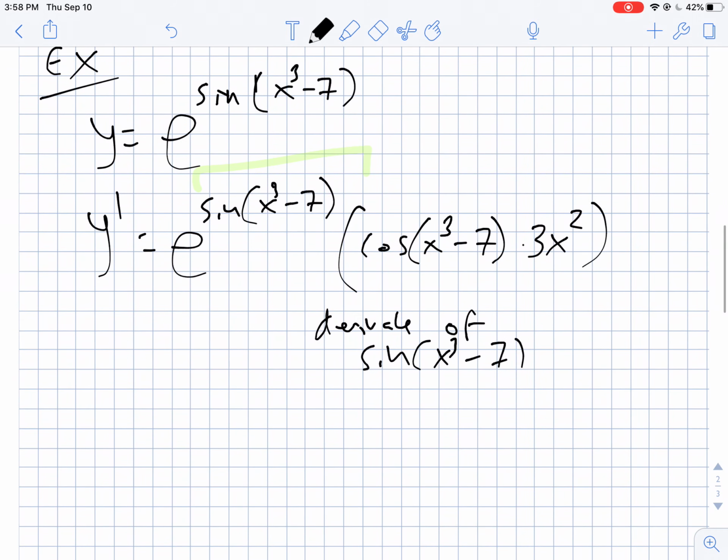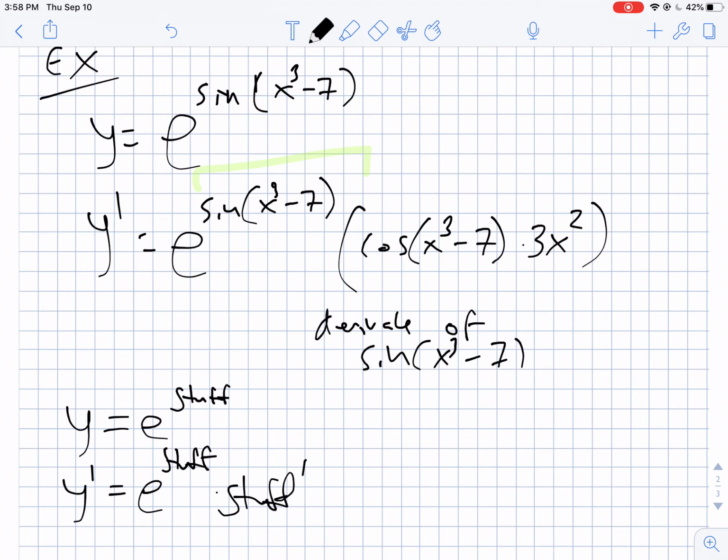So again, just in general, if you have y equals e to the stuff, the derivative of that is still e to the stuff as you'd expect, and then by the chain rule, you multiply by the derivative of that stuff on the inside, the stuff prime.